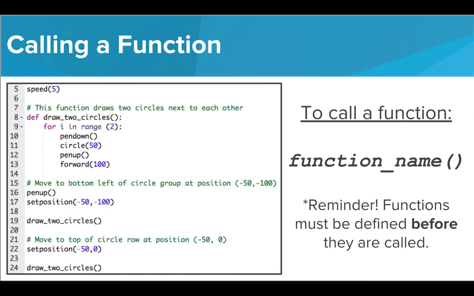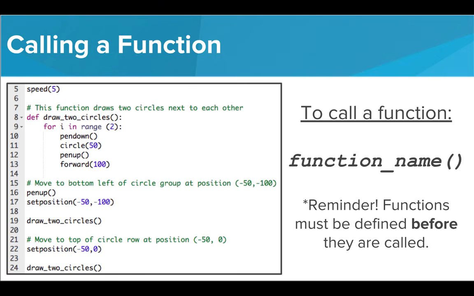Once we have defined our function, we can call it throughout our code as many times as we want. Our 4 circles example has now been updated to show our function draw 2 circles being defined right after the speed statement. To be clear, defining a function does not mean that Tracy will follow any of the commands yet. Tracy will only complete the function when it is called.